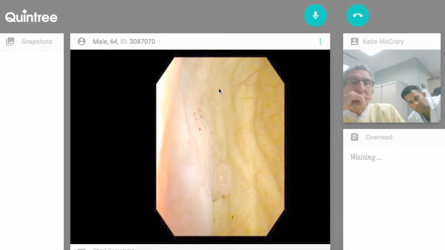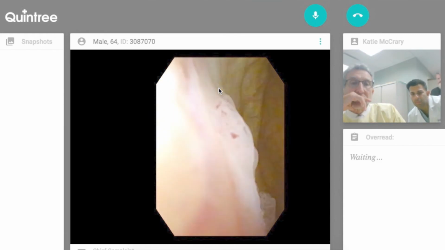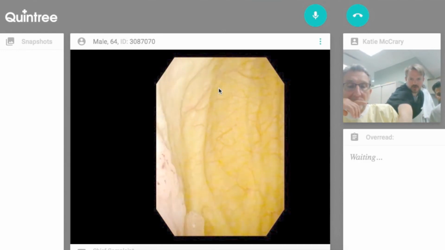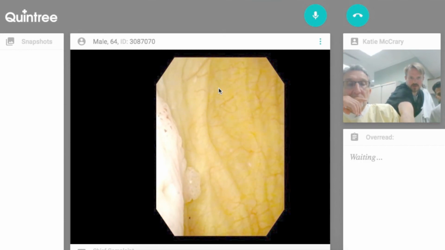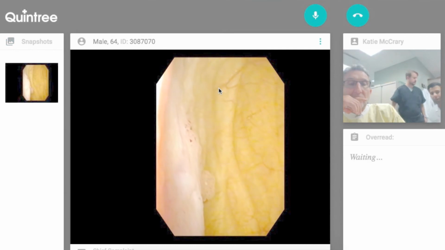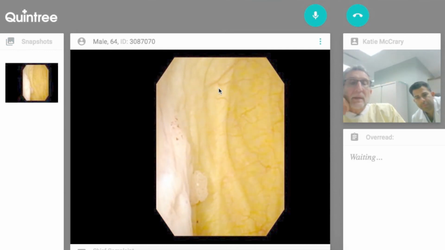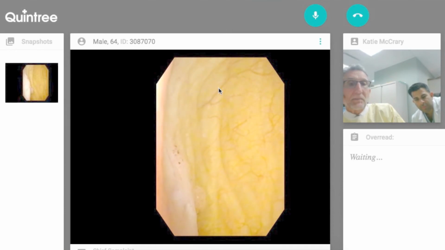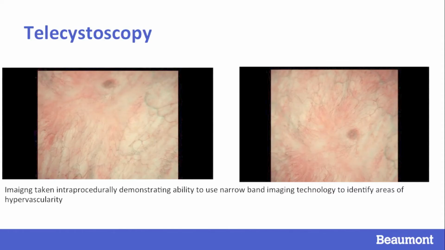He then has the ability to take photographs of the procedure, which can be accessed at a later date or uploaded to the electronic medical record. Here we show additional photos taken intra-procedurally by the expert in a remote location. These pictures demonstrate the ability to use narrowband imaging during these procedures as well.